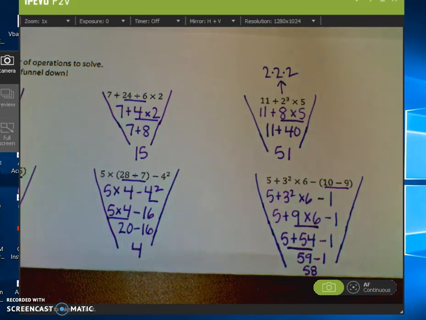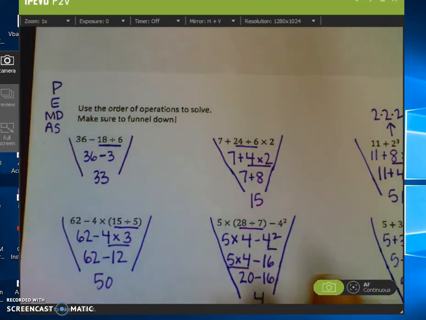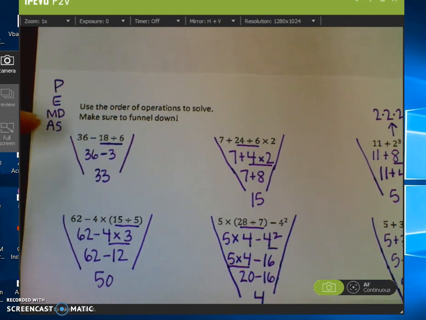And that is how we do order of operations problems using our silly little saying, please excuse my dear Aunt Sally, which represents parentheses, exponents, multiply, divide, add, and subtract.